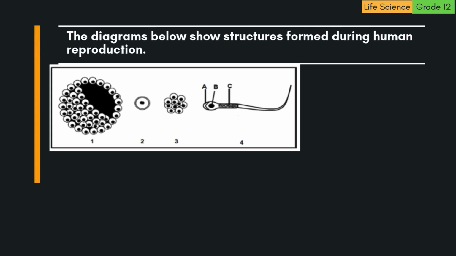The diagrams below show structures formed during human reproduction. Question.